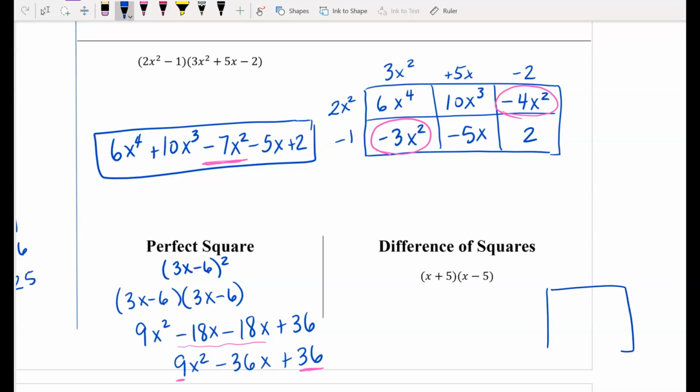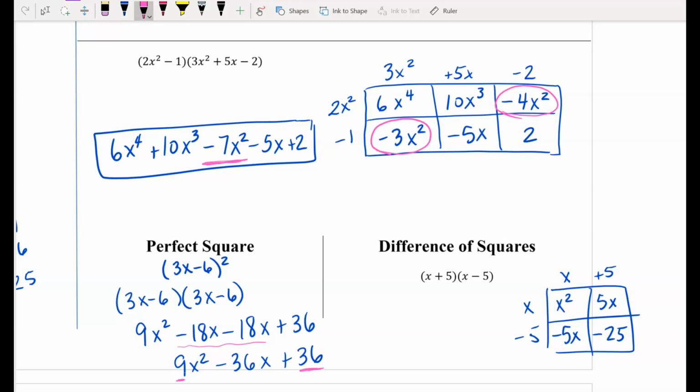So let's go ahead and put this in a box. We have an x plus 5 multiplied by an x minus 5. X times x is x squared. 5 times x is 5x. Negative 5 times x is negative 5x. And 5 times negative 5 is negative 25. So again, we have some perfect squares.